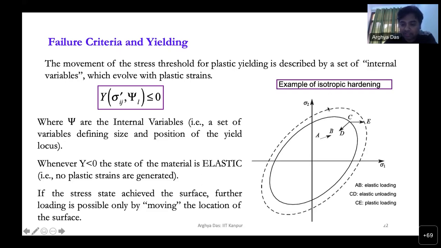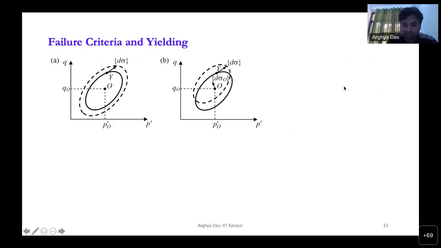And this kind of expansion without changing the shape, as if it is homothetically expanded, that means whatever your shape is, it retains the shape and grows, considering there is a hinge point at the center. This kind of expansion is known as isotropic hardening of the material. There are other types of hardening also possible. One is kinematic hardening. Kinematic hardening means that instead of the yield surface expanding, it starts moving from one location to another, but it essentially incorporates some sort of hardening. Also, mixed hardening is possible.